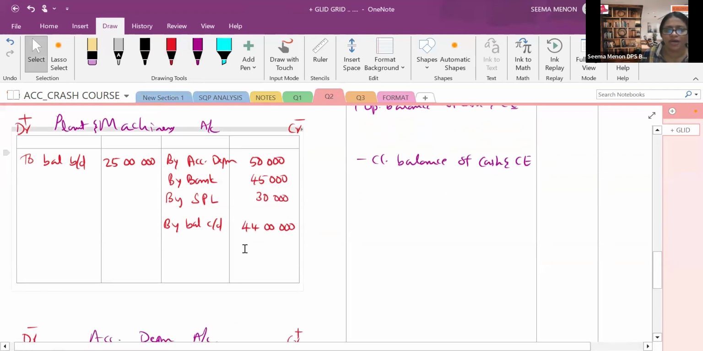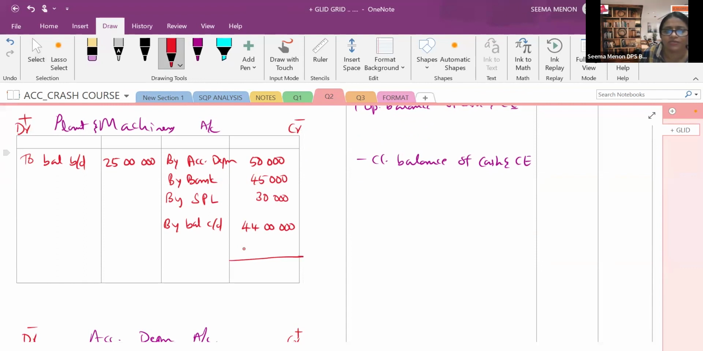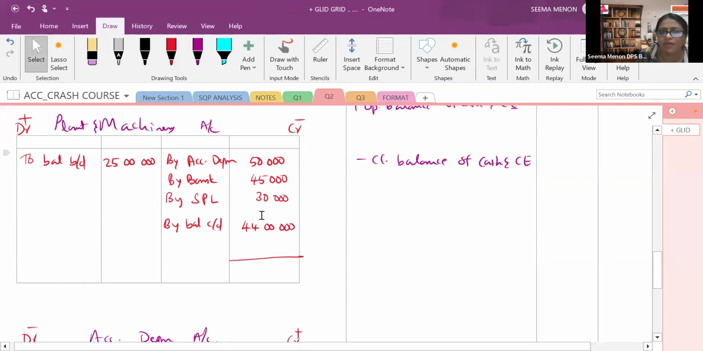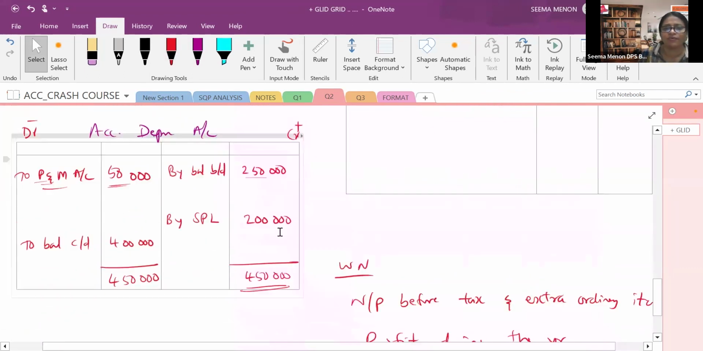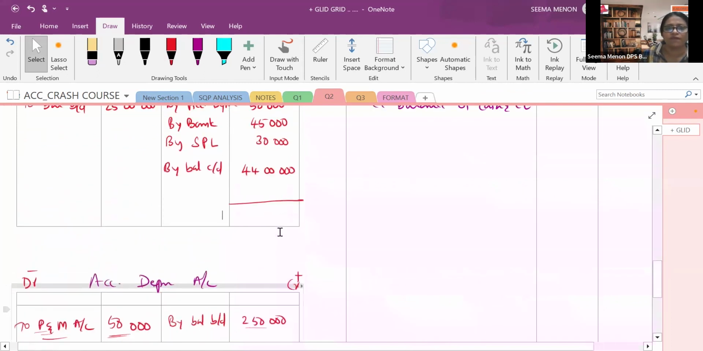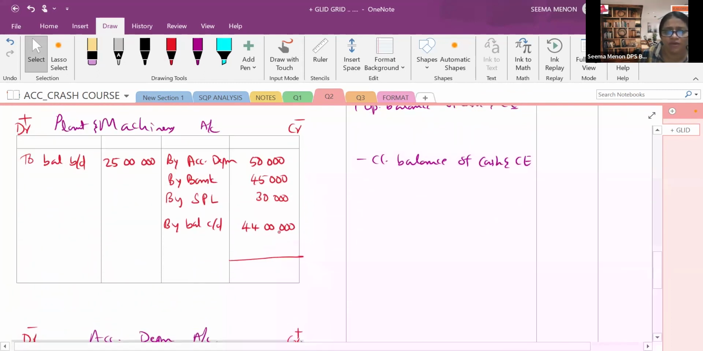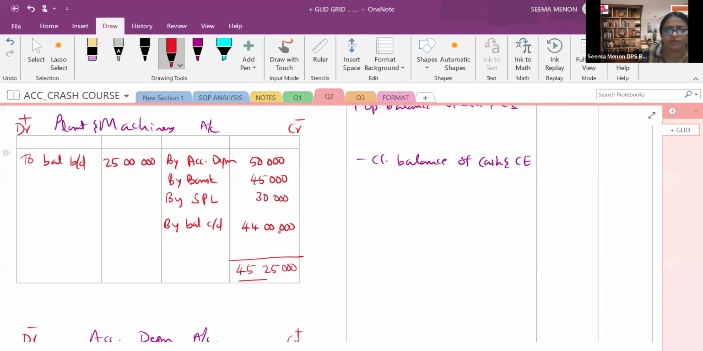Now, what is the next task? Next task, you will total this. Once you total it, you will get 75 plus 125 plus, so 45 lakh 25,000. That is the total, 45 lakh 25,000.